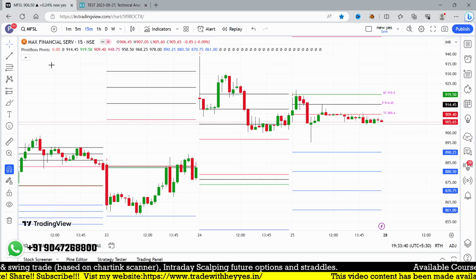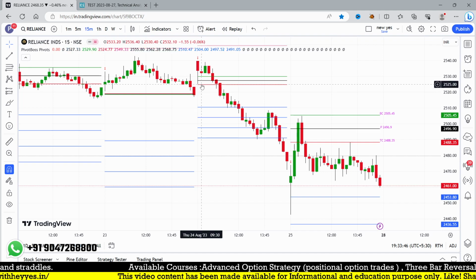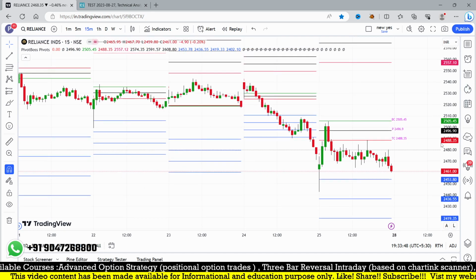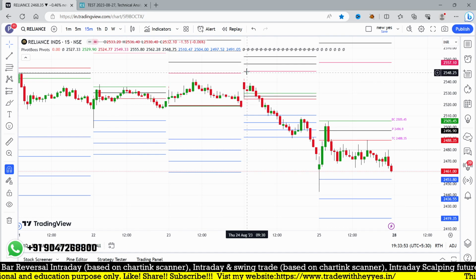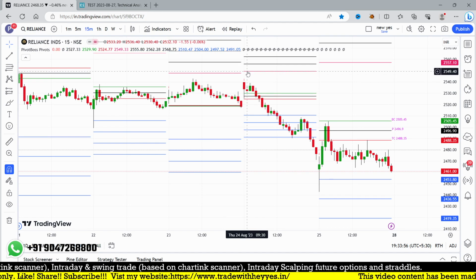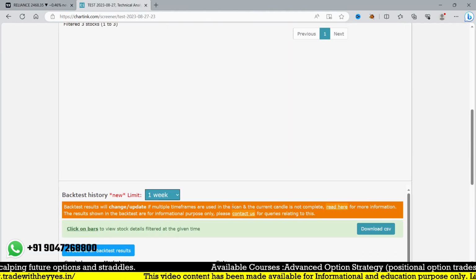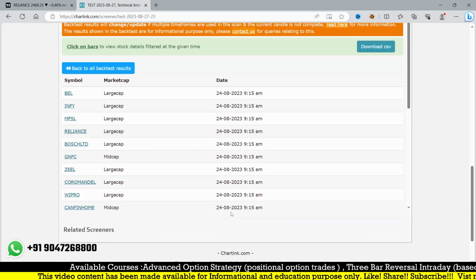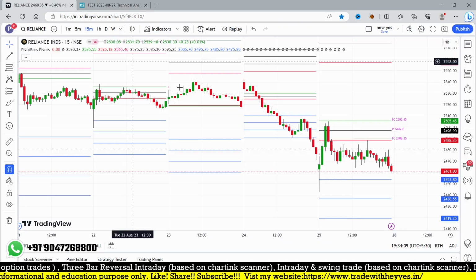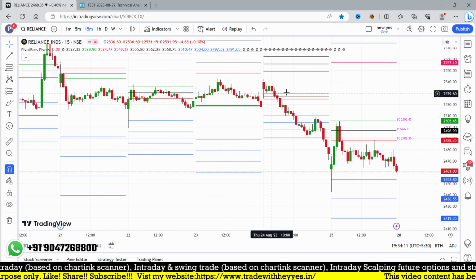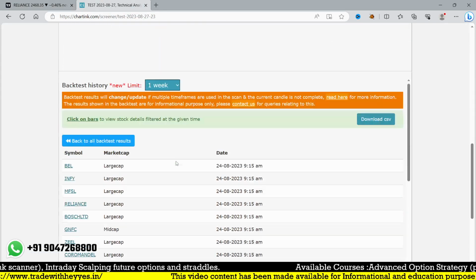Reliance, let me check Reliance. Yeah, just look at this, but it's showing some wrong thing. Why is it not showing the right one? Maybe it is not opened above the R1. Why are some of the stocks not showing exactly right? And this is the 24th, right? The first candle open greater than 1 day ago CPR rejection. That's right, but here it is not showing the right one. So what happened? But today's level is exactly right.